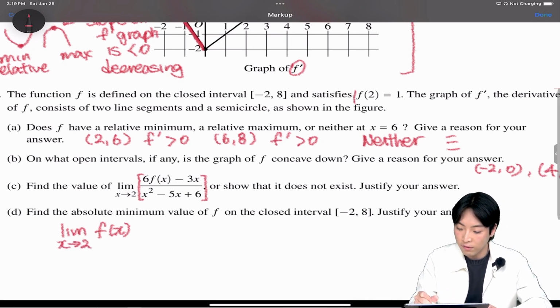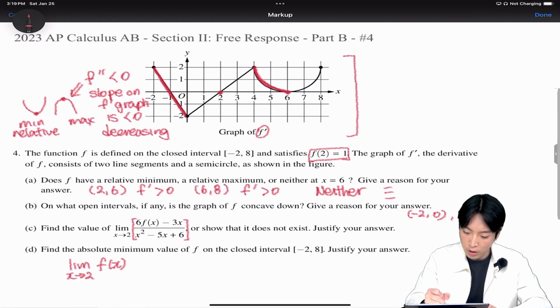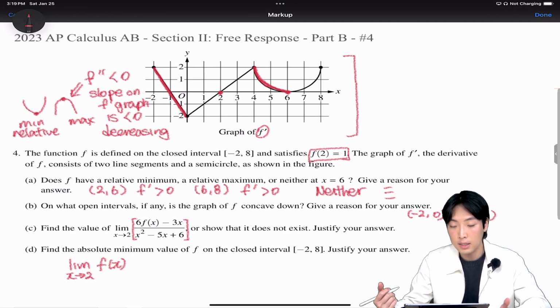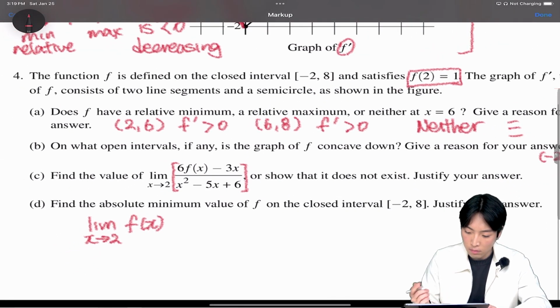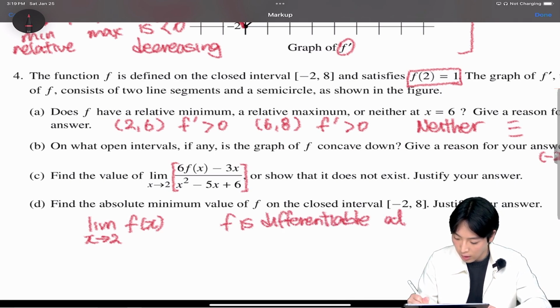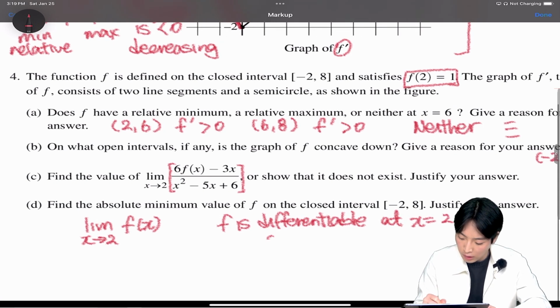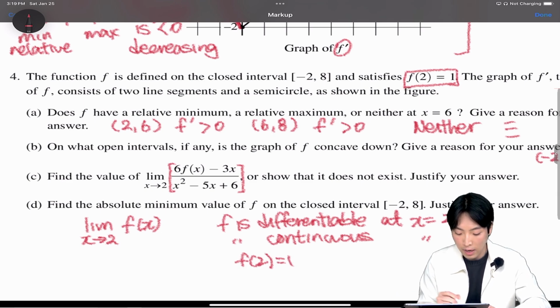So in the question, we are given that f of 2 is 1, and based on the graph above, this point here, we can see that f is differentiable at x equals 2. So what we can conclude from that is that f is differentiable at x equals 2. That means f is also continuous at x equals 2. Then, because f of 2 is 1, we can conclude that our limit of f of x is also 1.